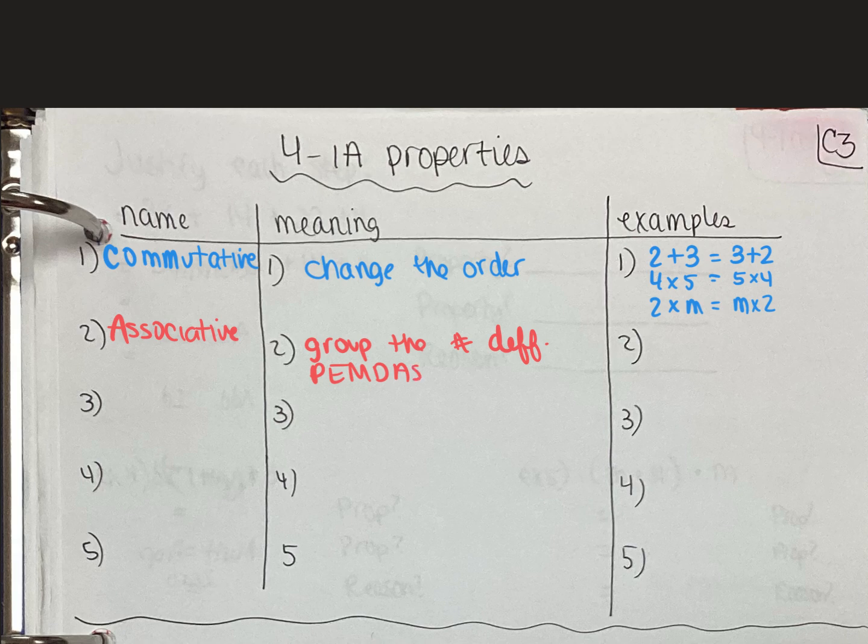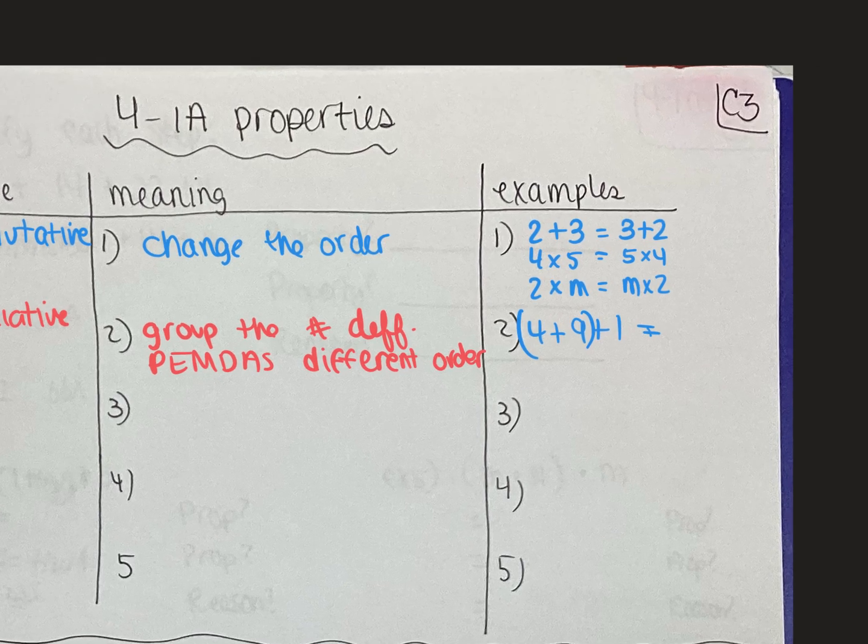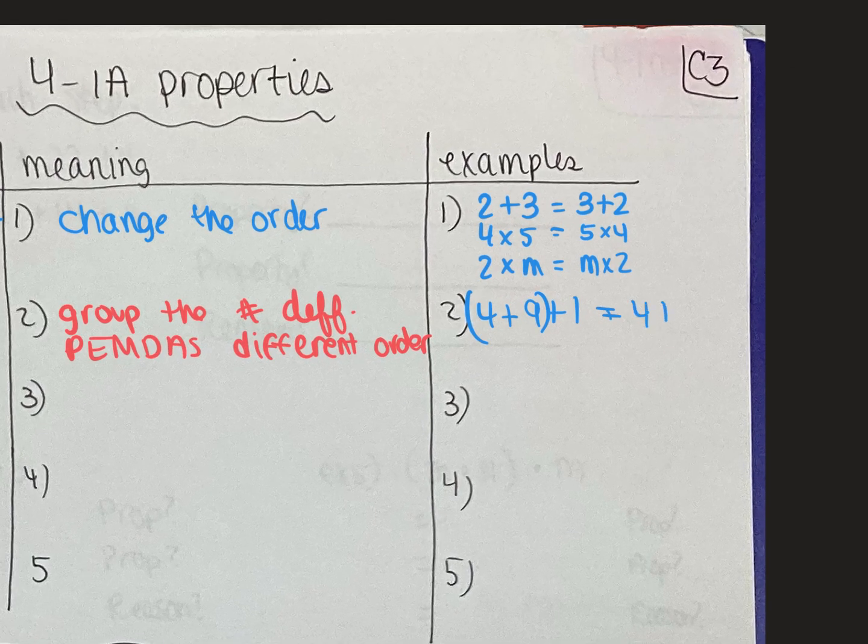We can do PEMDAS in a different order. Okay, so an example of that would be if I had 4 plus 9 plus 1. I'm supposed to do 4 plus 9 first because order of operations, whatever I read first, that's what I do first. But I could, since it's all addition, I could jump to the back and do 9 plus 1 first.